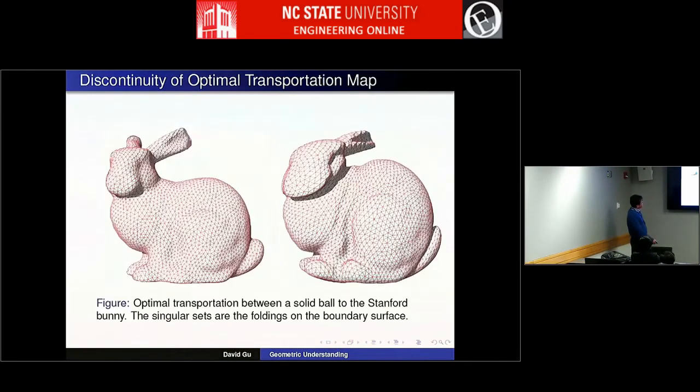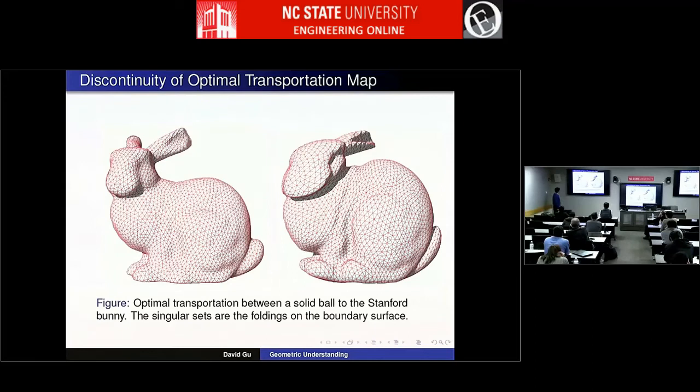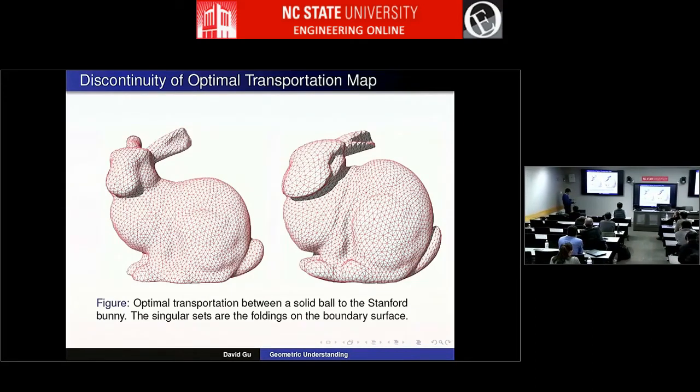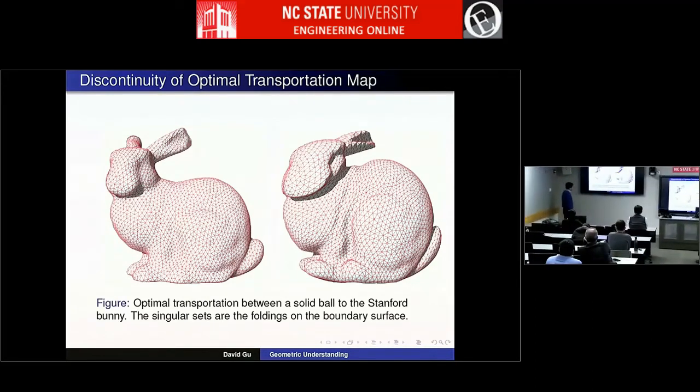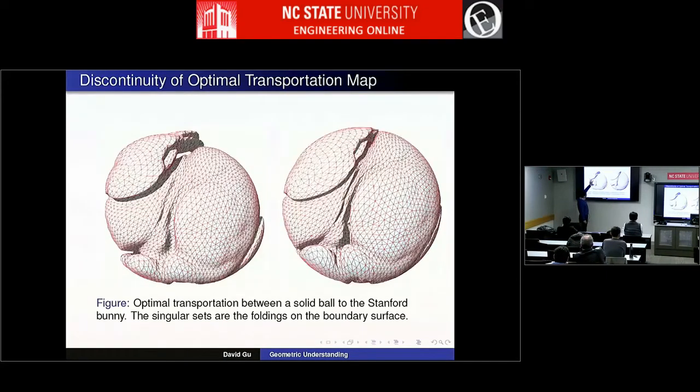Then we can visualize this. Suppose we have a solid ball, with uniform distribution inside the solid ball. We map the solid ball to this solid Stanford bunny using the method we introduced. Then we do morphing and see the final mapping. We see that the surface of the bunny actually is folded. We map the whole thing to a solid ball, but the surface of the bunny has a lot of folded walls. When we cross the foldings, the mapping is not continuous anymore.